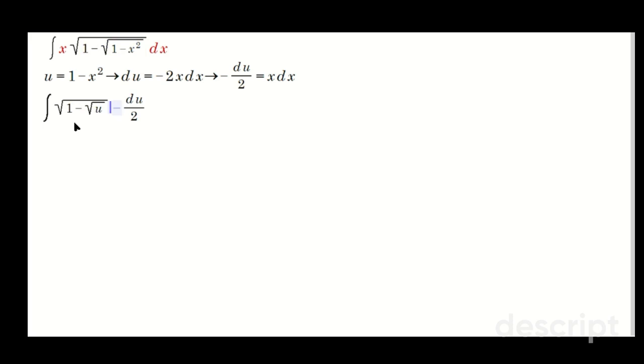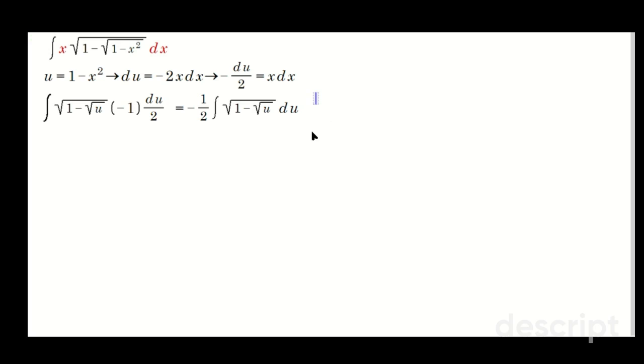All right, and then here we will have the root of 1 minus the root of u, essentially. Now remember this is like negative 1/2, so you can write this as negative 1/2 on the outside, and what's left on the inside is the root of 1 minus the root of u with du. From here, again, not really obvious how to proceed, but you just keep trying a substitution.